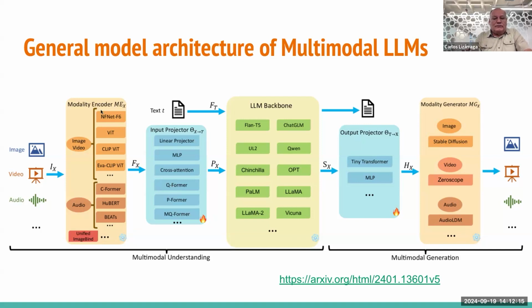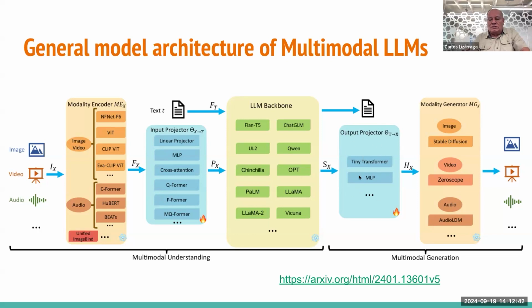Then the output from the encoder goes as text, and it can be handled by different types of models, like a multi-layer perceptron, or a linear projector, or cross attention, etc. And then this is sent to the large language models to process. And then these large language models will have some output.